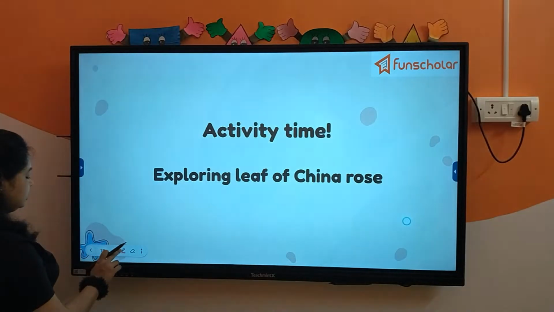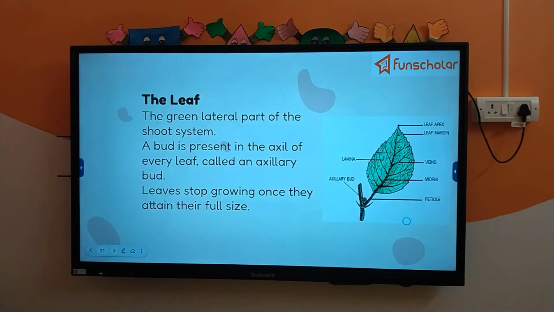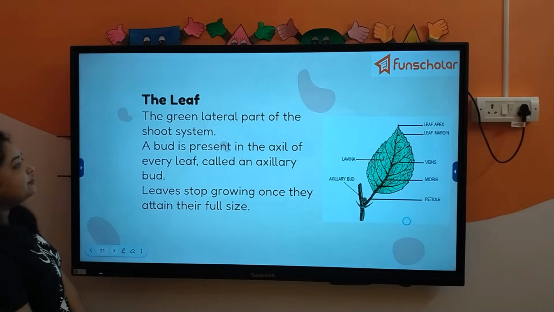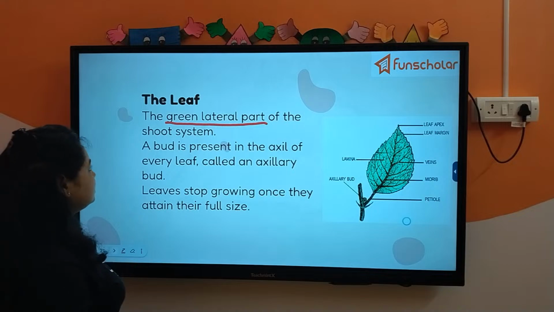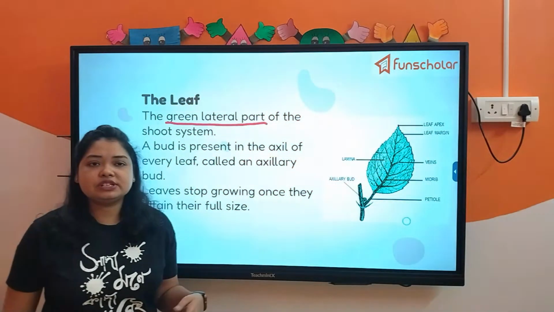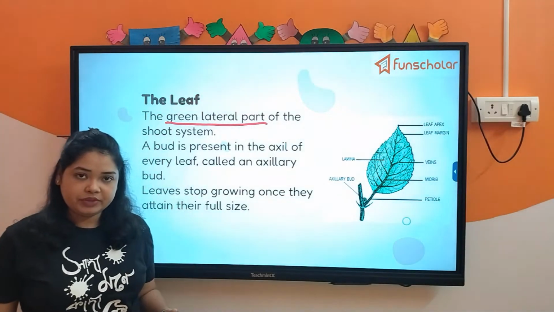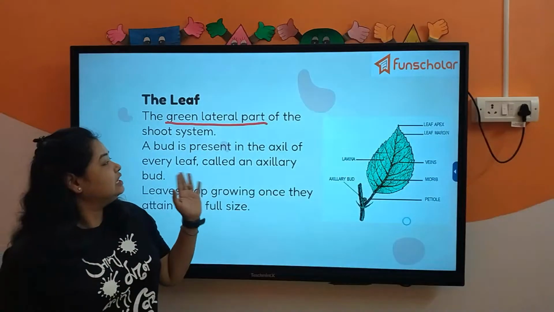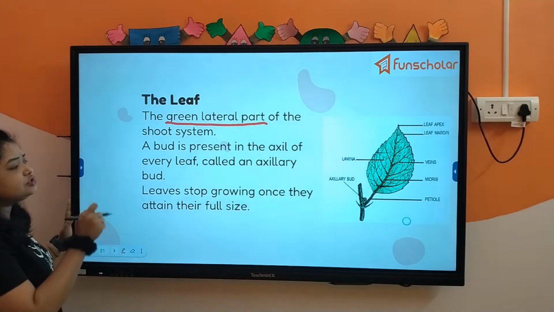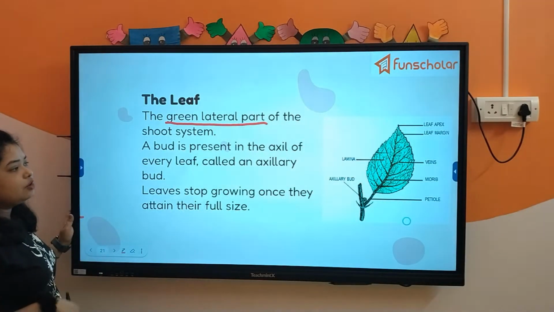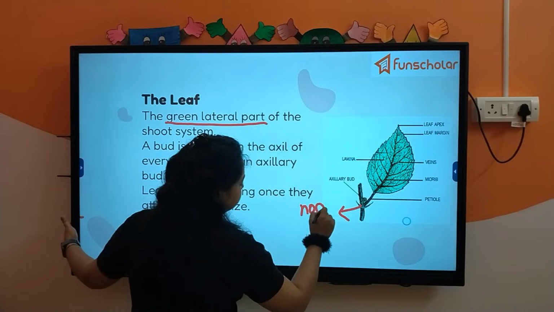Now we'll come to the leaf, particularly the leaf structure we will now study. Now what is leaf? Leaf is actually the green lateral part of the shoot system, the part of the plant which is actually projecting out laterally from the stem, that is known as the leaf, and it is present at each node of the stem. It grows from the node on the stem.